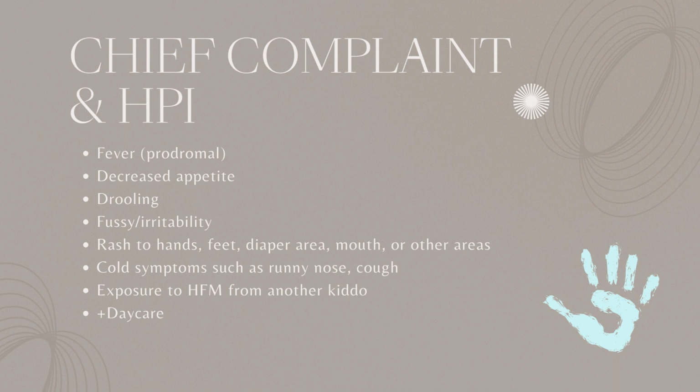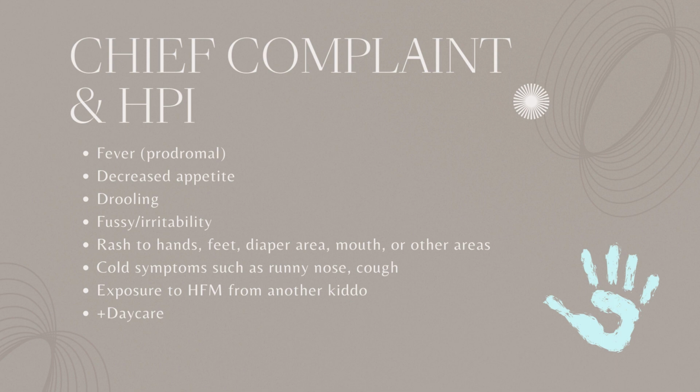It can be found on the hands, on the feet, the diaper area, the surrounding mouth area. It can be on the arms, the legs, the abdomen. It can also be localized to just inside of the mouth, along the inside of the cheeks, or the tongue, or the posterior pharynx. So rash is super variable with it. Usually the fever is already done with because it's prodromal.